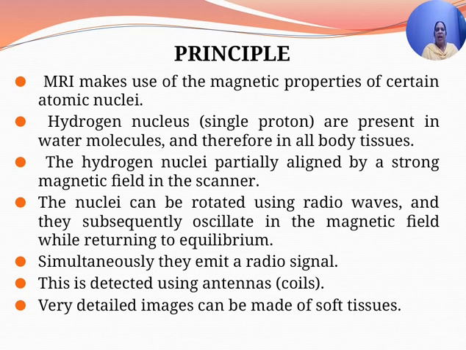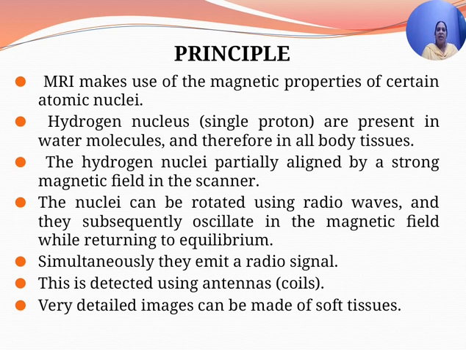The hydrogen nuclei can be rotated using radio waves, and they subsequently oscillate in the magnetic field while returning to equilibrium. Simultaneously, these nuclei emit a radio signal.